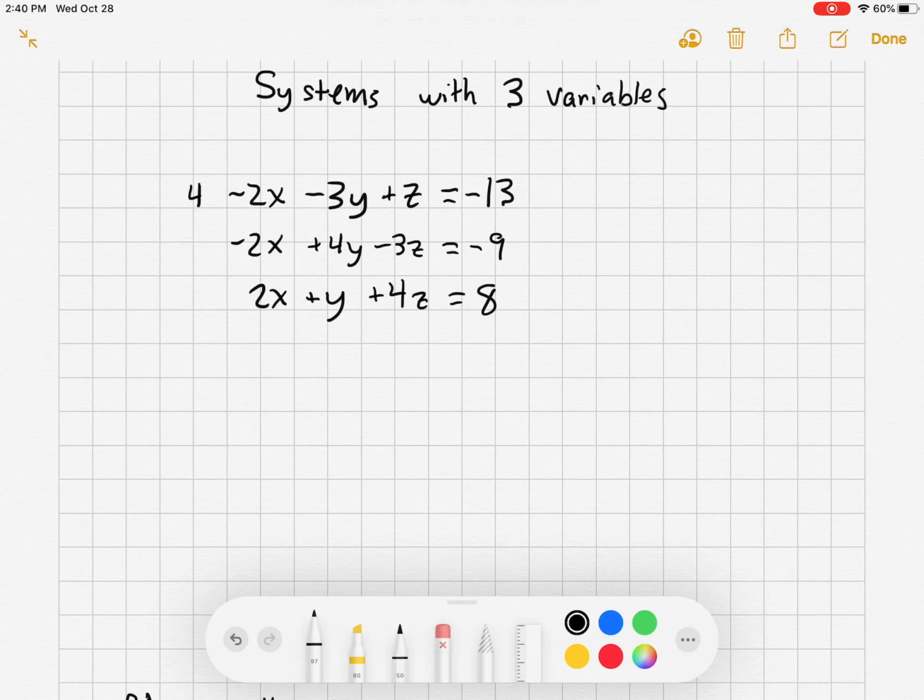So today we're going to talk about solving systems with three variables. One common system with three variables is the real world. We have length, width, and depth. Those are three different dimensions. So far we've only ever dealt with two.